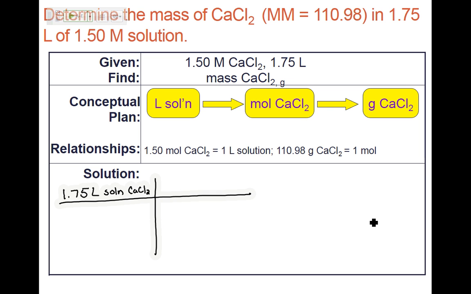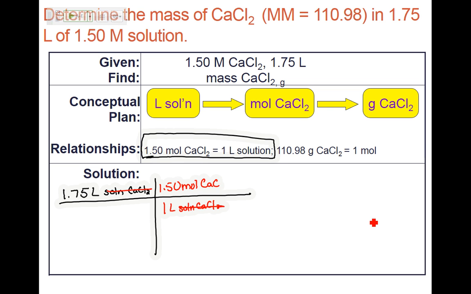And I'm using my relationship of my concentration to convert that to moles. Because I know I have 1.75 liters of this solution, and I know for every liter I have 1.50 moles of solute calcium chloride. So my 1 liter solution of calcium chloride is going to go at the bottom. And my 1.50 moles is going to go at the top. Again, if you're following your units, you will not have a problem. So now I have this in moles.